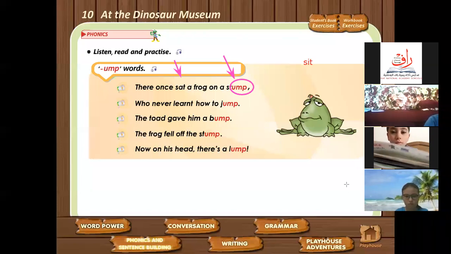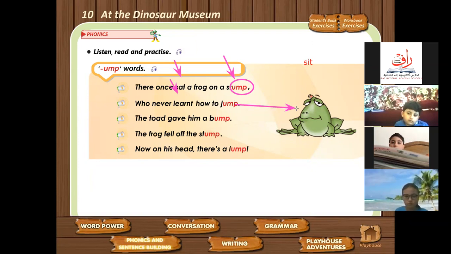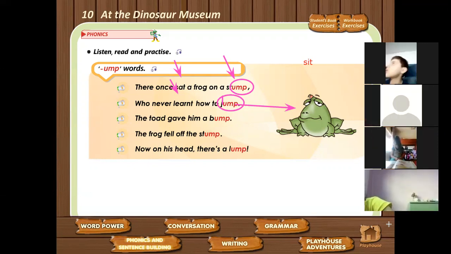Qutayba, stump. Stump. Again? Stump. Trunk of a tree. We can see this frog. Once the frog sat on a stump. He sat and that's it, on a stump. We are talking about something in the past. Who never learned how to jump? Never, ever. Never learned. It means, miss, you learned how to jump. What do you mean by jump? Jump means to leap. Excellent. Let's make a circle for the words with U and P, jump. Yalla, miss, make a circle. Jump again. Yalla, all together repeat after me. Jump. Thank you so much, Qutayba.